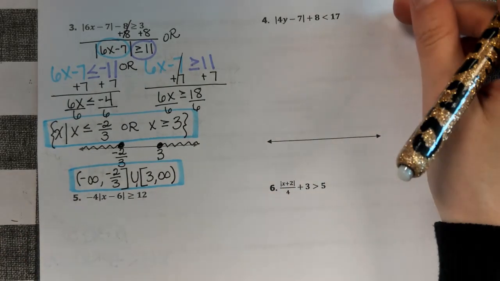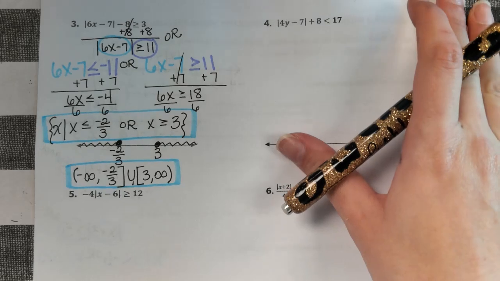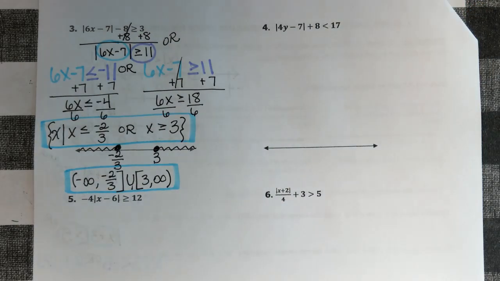Questions? All right. Example 4. Absolute value of 4y minus 7, plus 8, is less than 17. Do you want to try this one on your own? Yes. Okay.